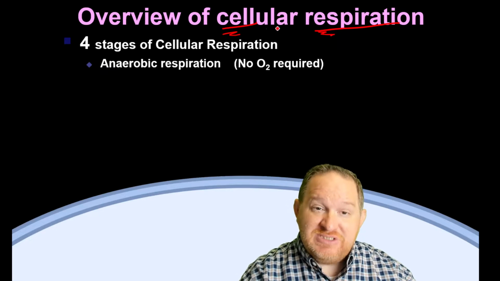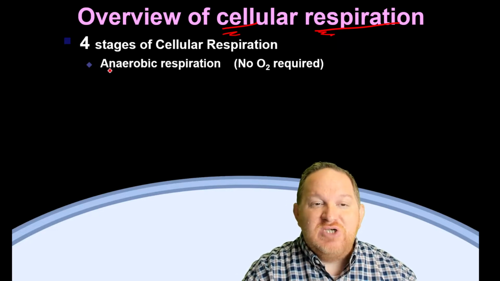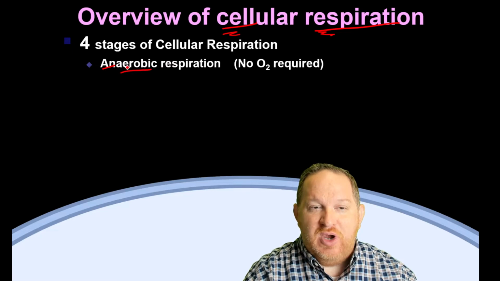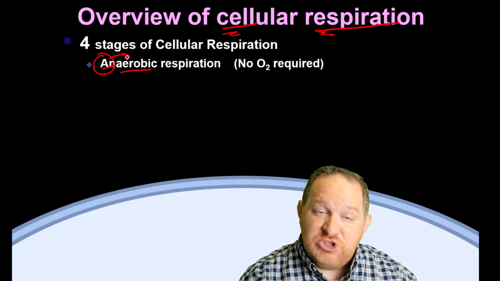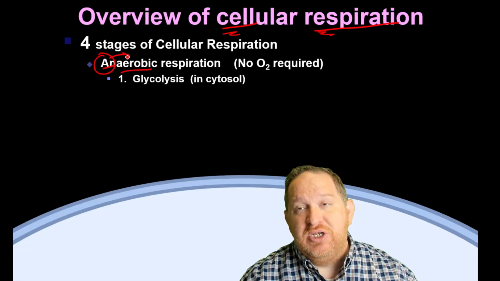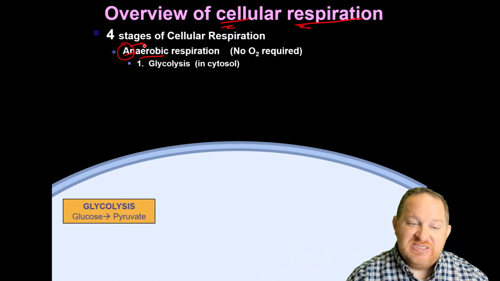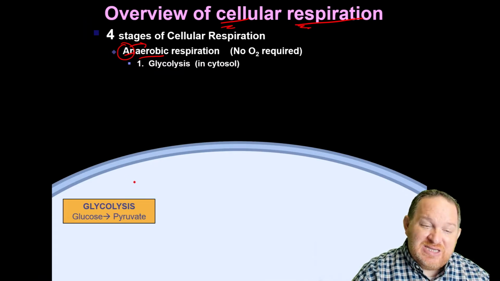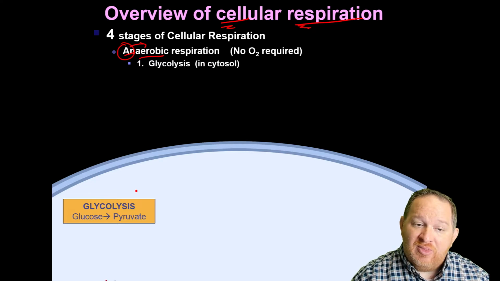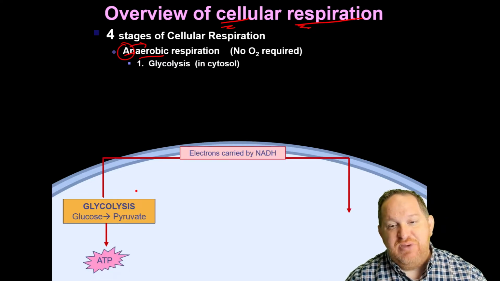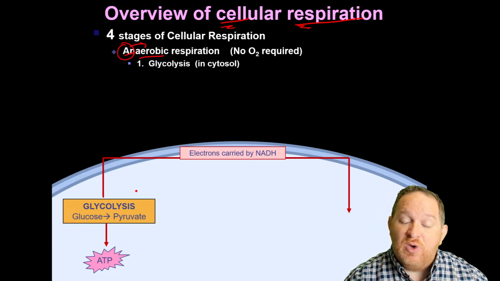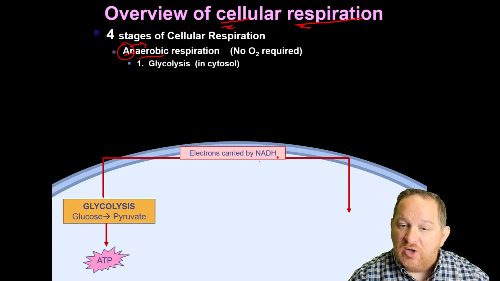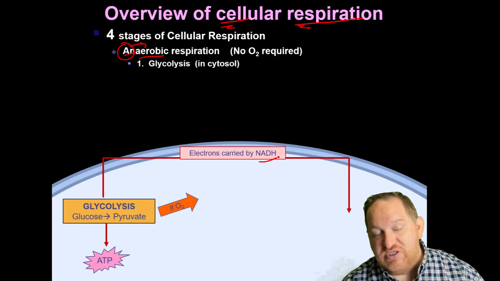The first stage of cellular respiration is called anaerobic respiration. So aerobic means oxygen, anaerobic meaning no oxygen. So anaerobic respiration, the one step is glycolysis. So glycolysis takes part in the cytosol, as we learned in the last video, and that makes some ATP. You may also remember that one of the side products of glycolysis was the creation of the electron carriers NADH that are going to go over to the last step.